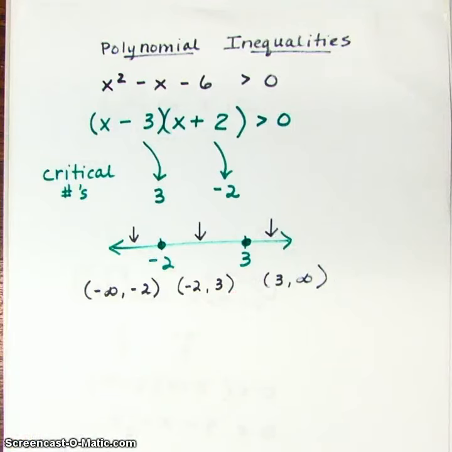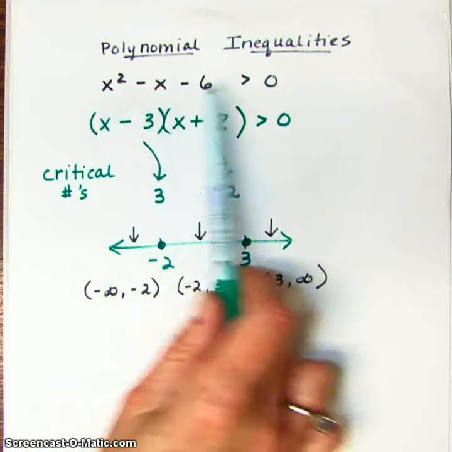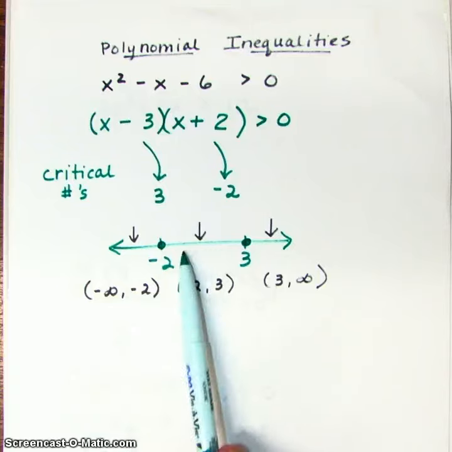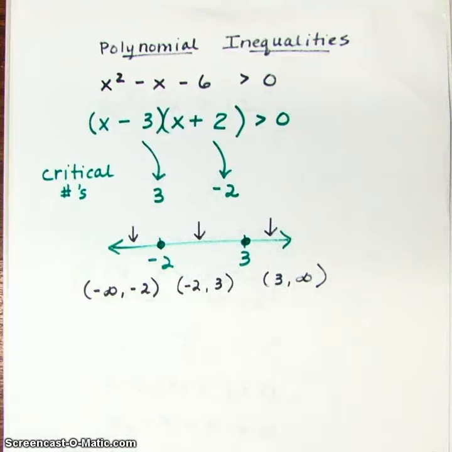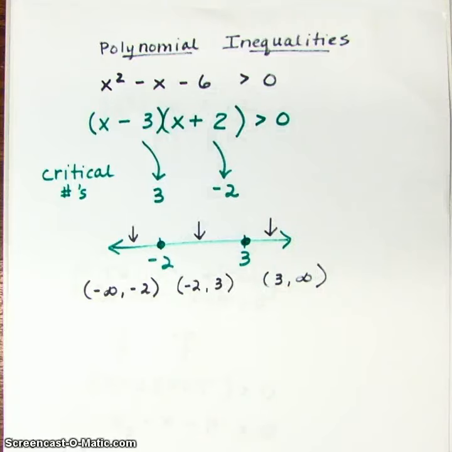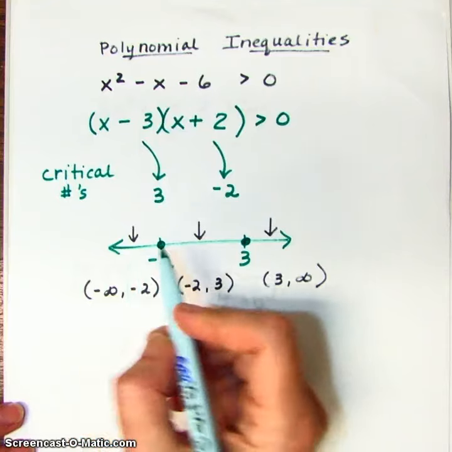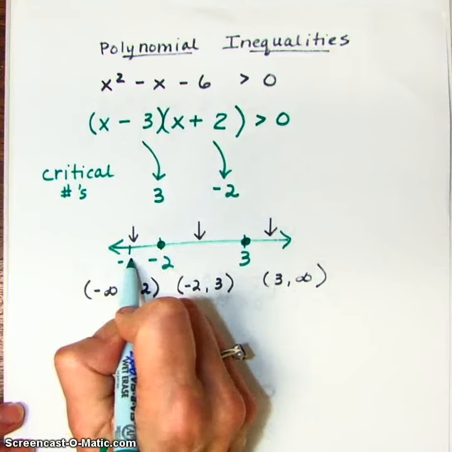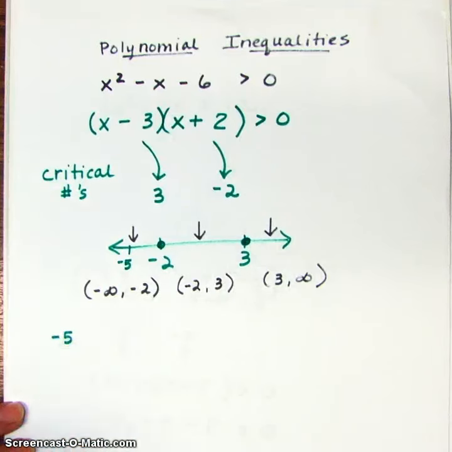Now what we want to do is pick another point that is in that range, and see if it makes this statement true. In other words, if I pick a point in this part, does it make this value greater than 0? If I pick a point here, does it make this value greater than 0? And if I pick a point over here, does it make that solution positive, greater than 0? Okay, so let's pick some test points. My test point down here is going to be, how about negative 5? So I'm going to test negative 5.